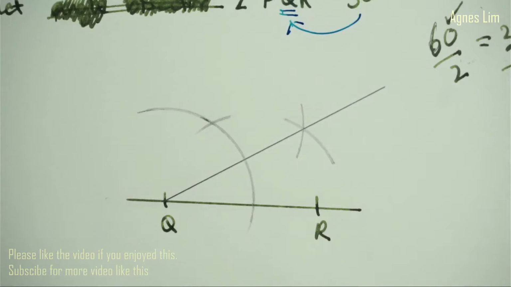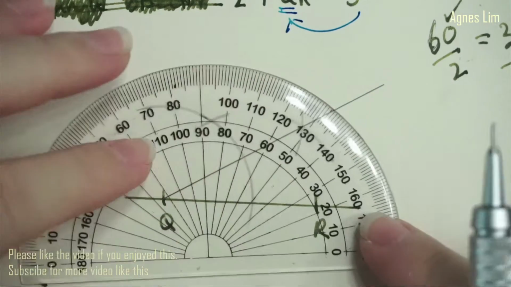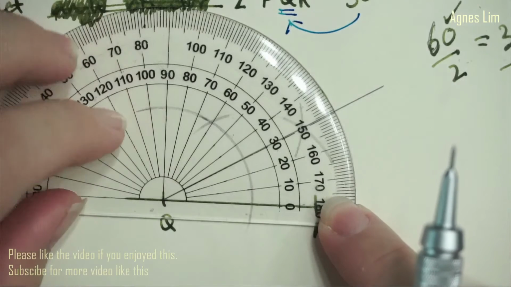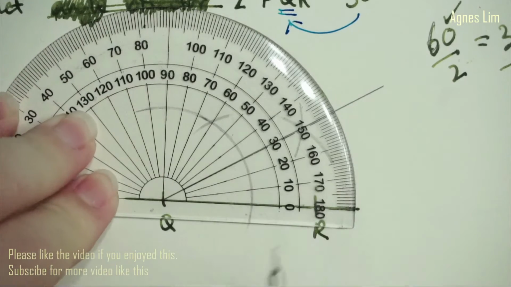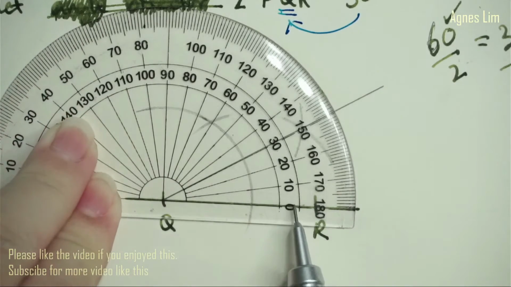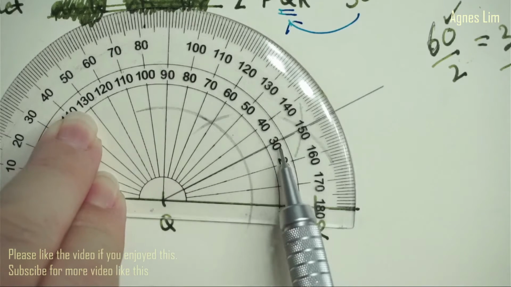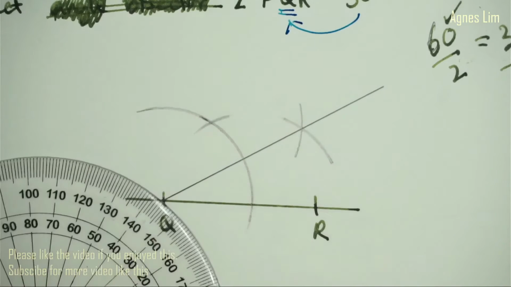Right, so we have done our 30. Just before we do our labeling, let's get our protractor and then check, is it 30? So QR is our main line, start from 0 and then go to 30. So this line is at 30, which is accurate.